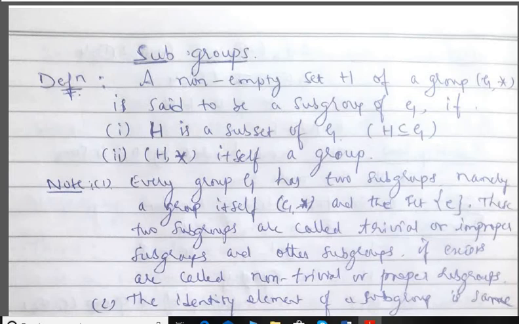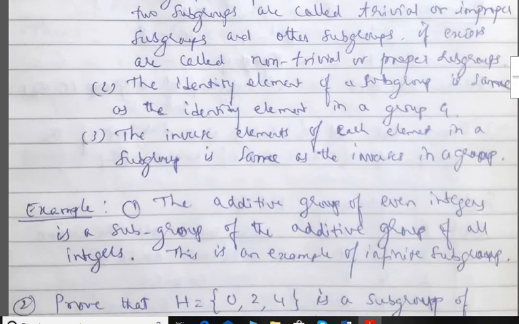A group means it satisfies the closure law, associative law, inverse law and identity law. Note that every group is a subgroup of itself, and the set which contains only the identity element e is also a subgroup of G. These two subgroups are called trivial or improper subgroups. The other subgroups, if they exist, are called non-trivial or proper subgroups. Sometimes they may exist, or they may not.